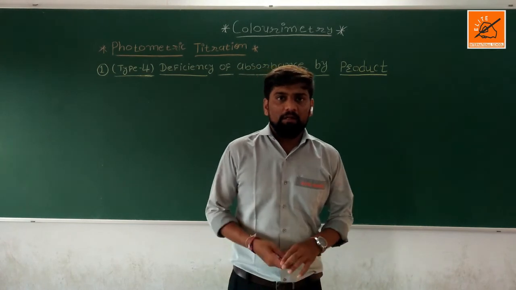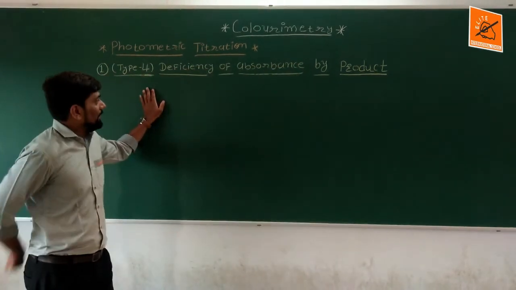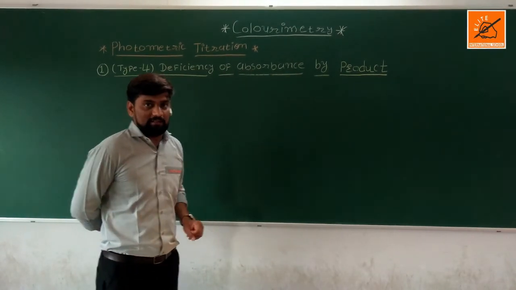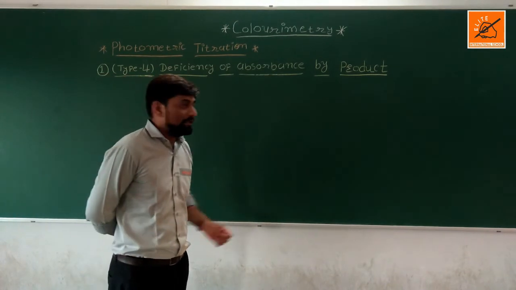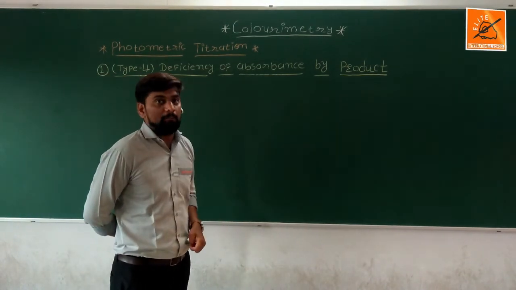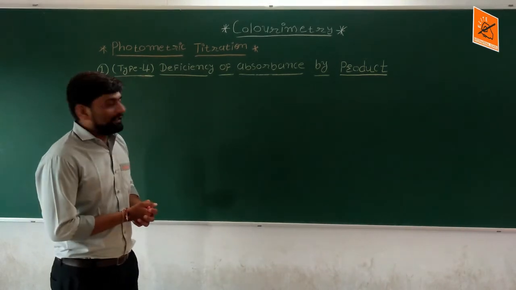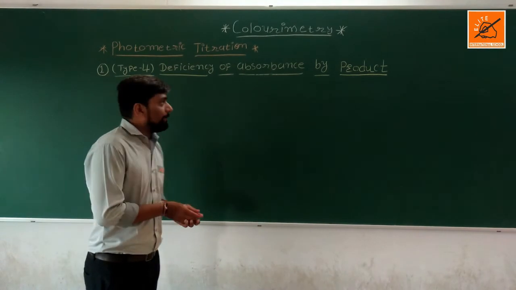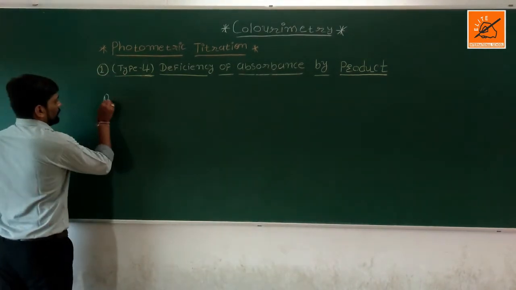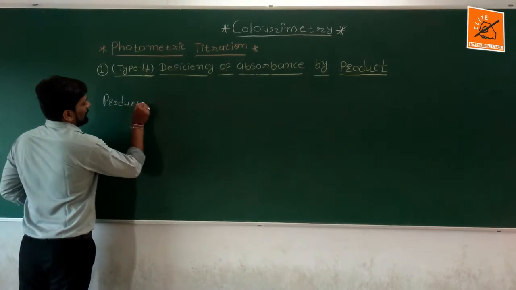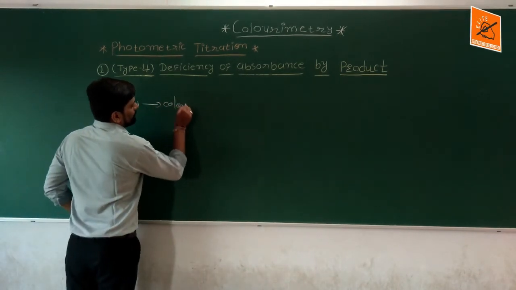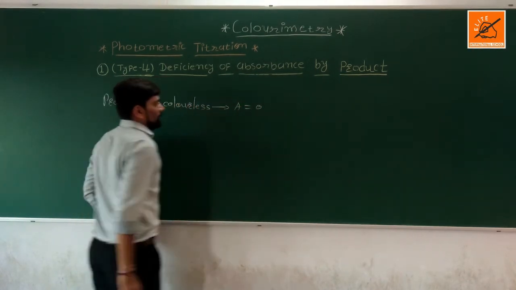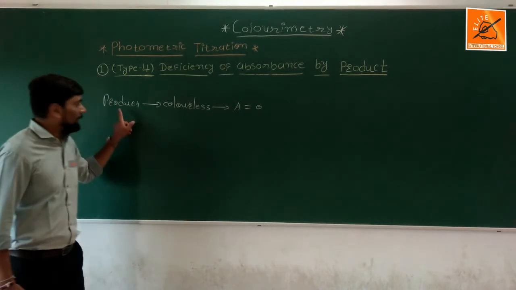So friends, next we will learn about the type 4 graph, when the deficiency of absorbance is created by the product. Here only the product is colorless, so light is not absorbed by it. Whenever the product is a colorless compound, the absorbance value decreases. So the product is a colorless compound and its absorbance value is equal to 0.